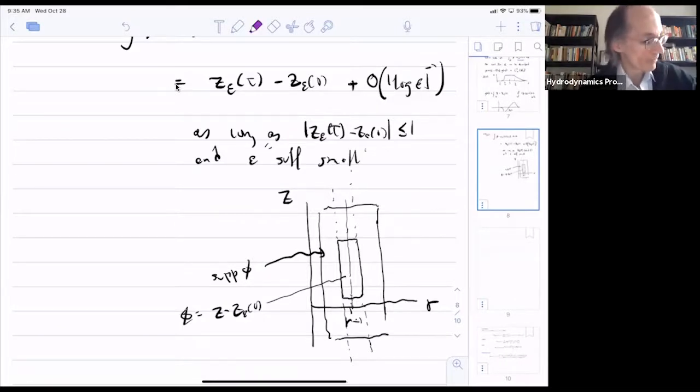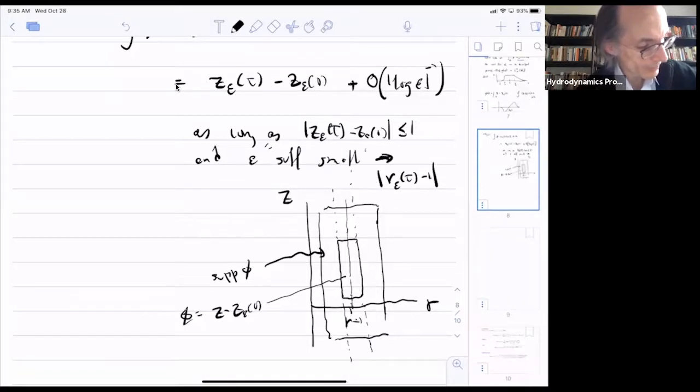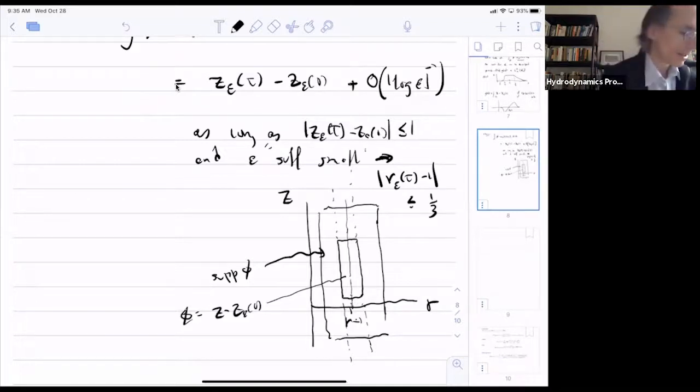Okay, so if epsilon is small enough, then r epsilon of tau minus 1 is less than whatever it is, 1/3. And so the center of vorticity lies within this region where this function f is equal to 1. Okay, that's the smallness condition. And we know that this r epsilon tau minus 1 is bounded by like a square root of log epsilon to the -1/2 maybe. So it goes to 0 as epsilon goes to 0.